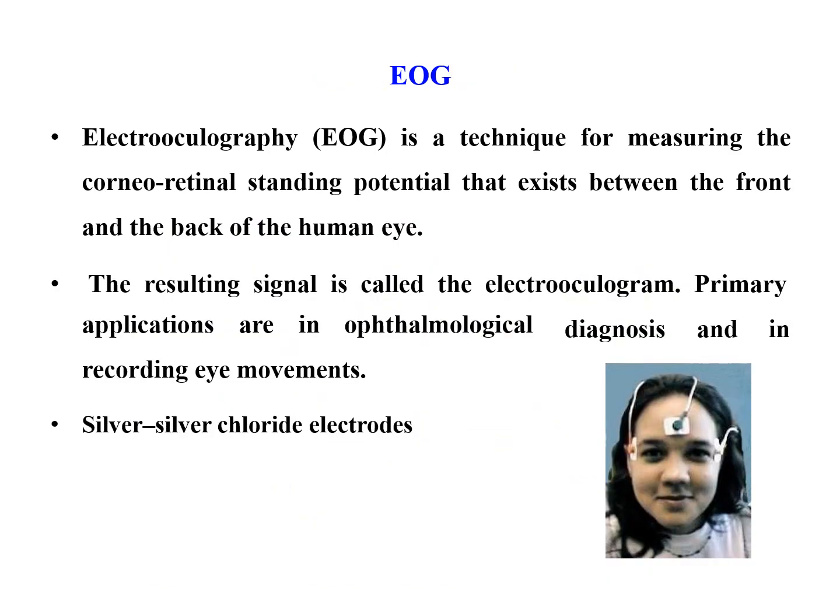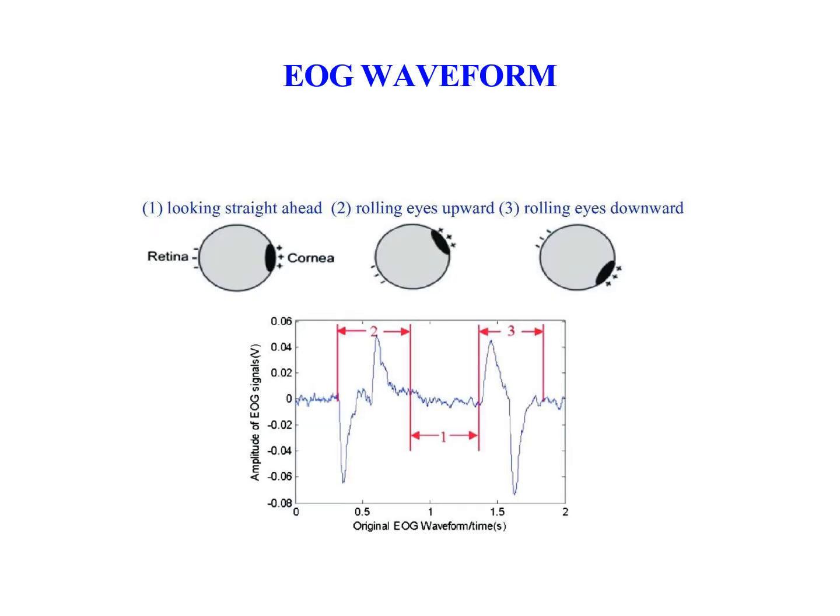Next one is EOG, which means electrooculogram. Oculography is a technique for measuring the corneoretinal standing potential that exists between the front and back of the human eye. In this diagram, one electrode is placed on the forehead and the other two electrodes are placed at the sides of the eyes. Silver chloride electrodes are used for electrooculogram measurement.